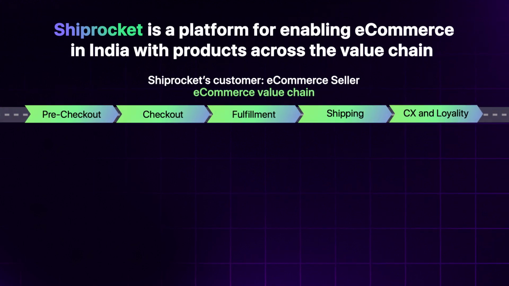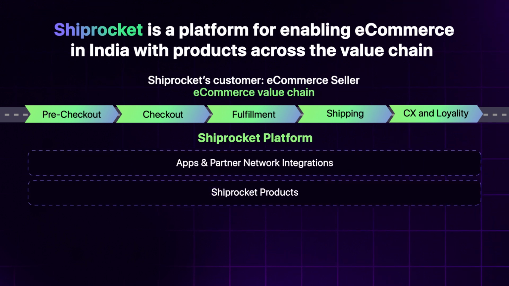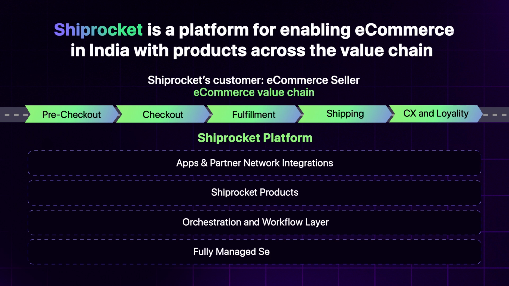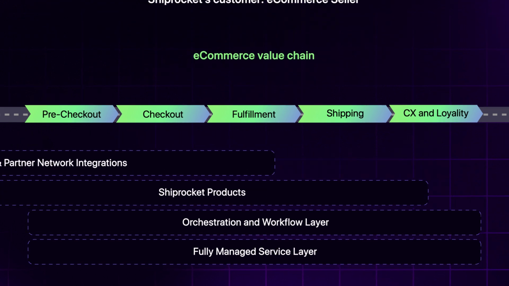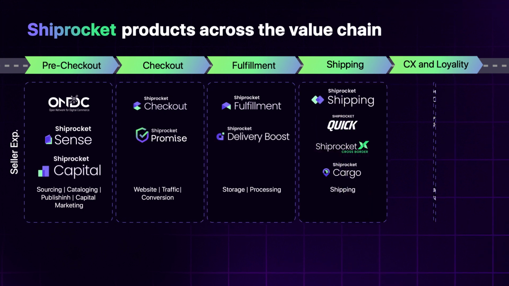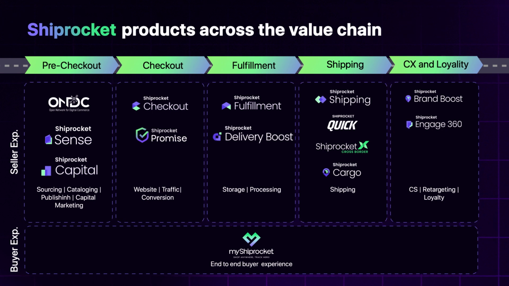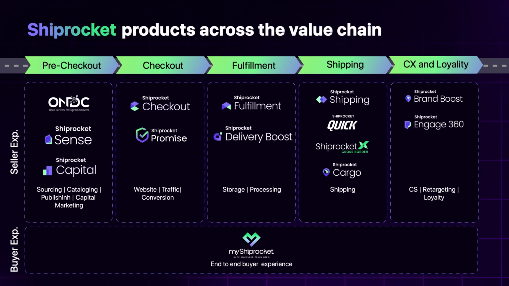ShipRocket platform has products that span across the value chain of e-commerce and is a collection of integrations of our ShipRocket product workflows as well as a managed services layer. ShipRocket products are present across all points of the value chain. As a part of the demo, we are going to dive into a few of these products. Let's start with ShipRocket Checkout.